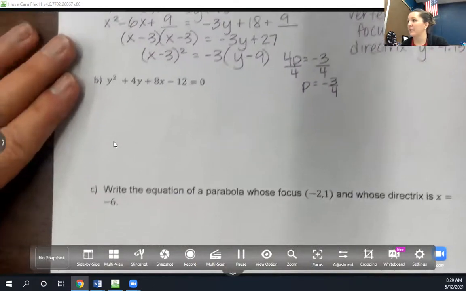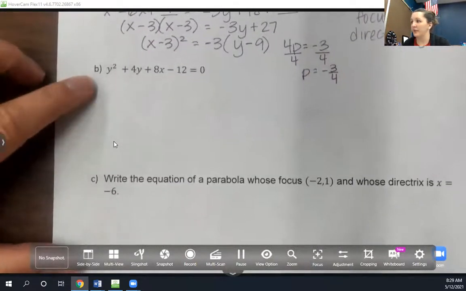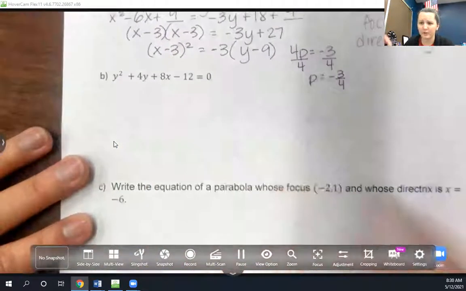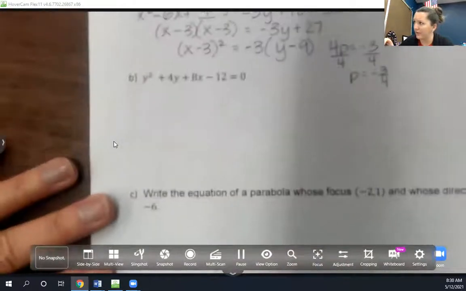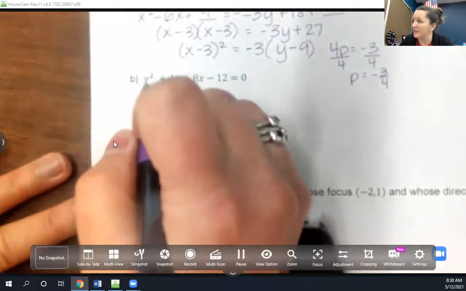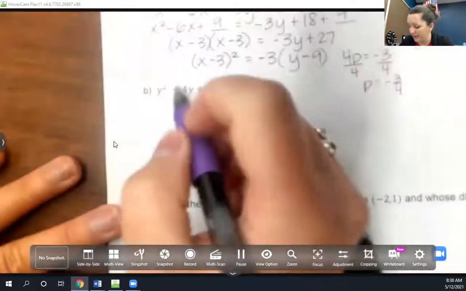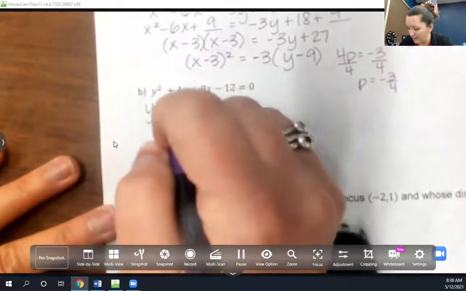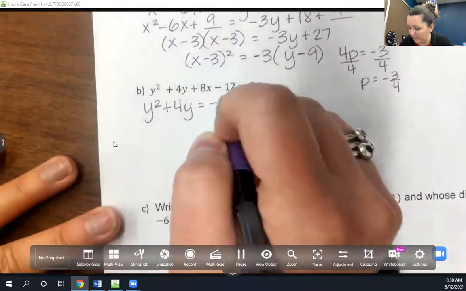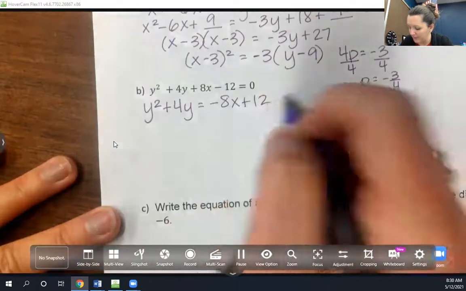All right, let's move to this one here, because I want to make sure to do a horizontal one with you. We haven't done a horizontal one yet. All right, so same thing, but I'm noticing that it's going to open right or left. So let's see. We'll do the same thing, y squared plus 4y. And I'm going to put everything else on the other side, negative 8x plus 12.